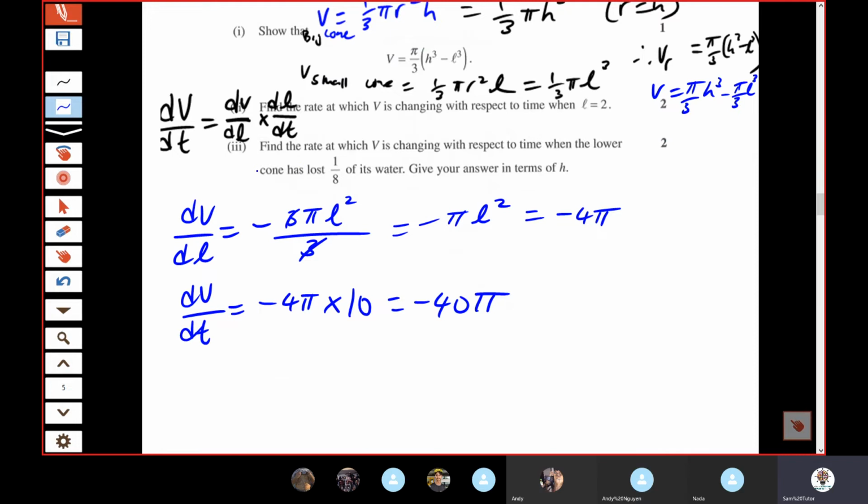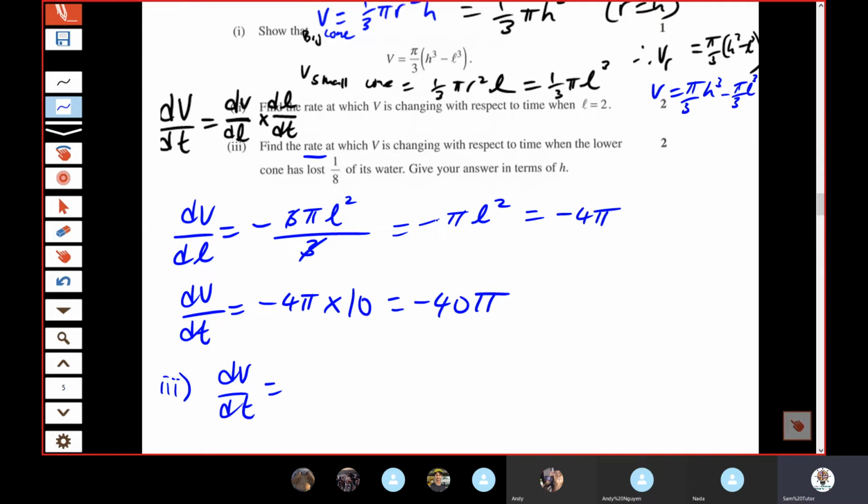And then part I says find the rate at which V is changing with respect to time when the lower cone has lost 1/8 of its water. So again, find dV on dt. When the lower cone has lost 1/8 of its water, how much volume is remaining? Yeah, that's how you've got to think about it.